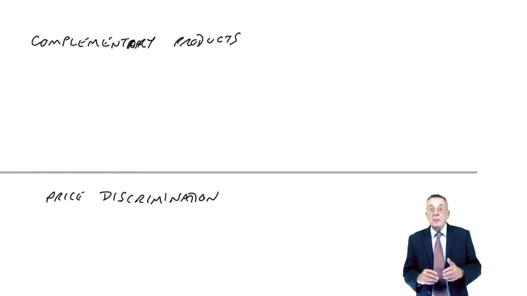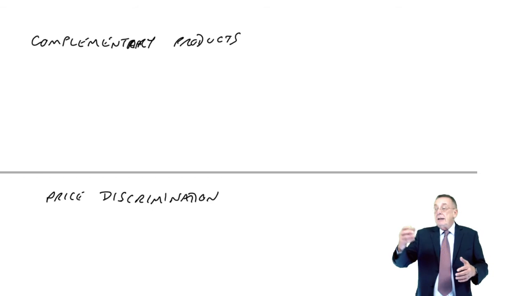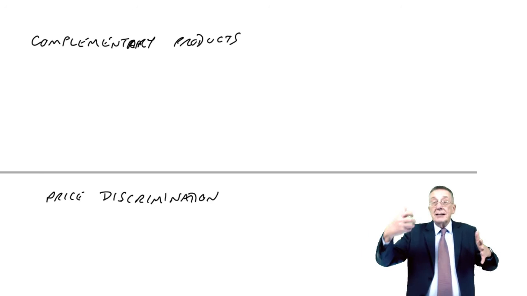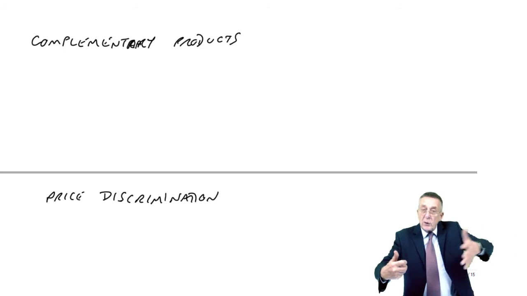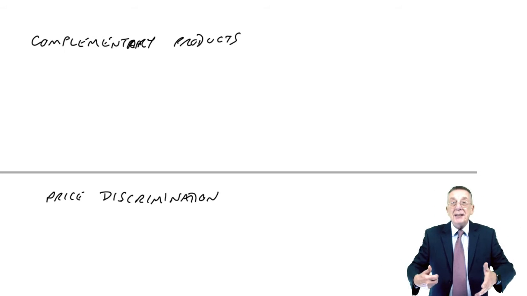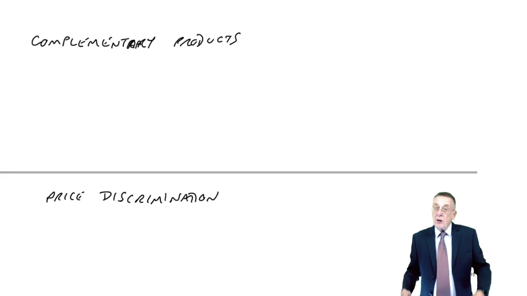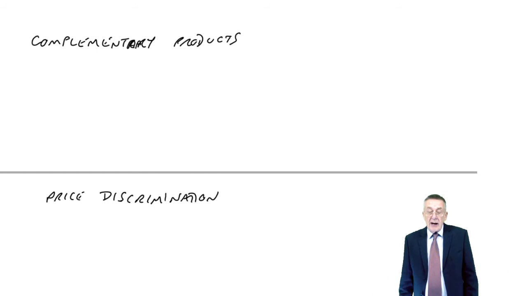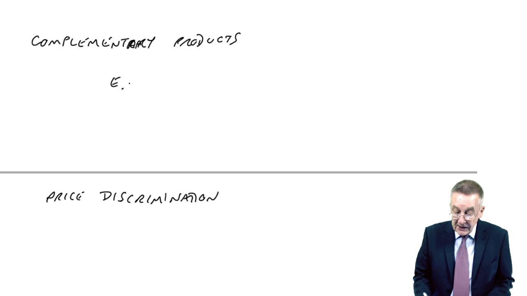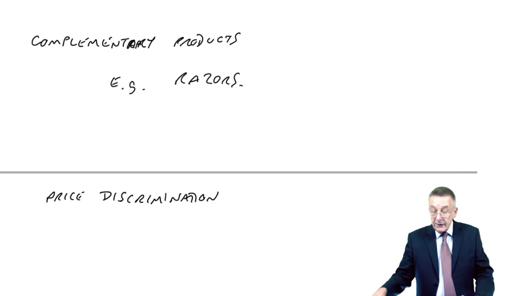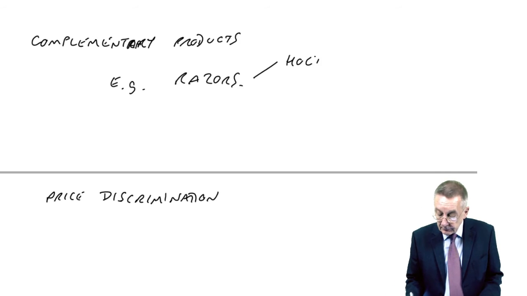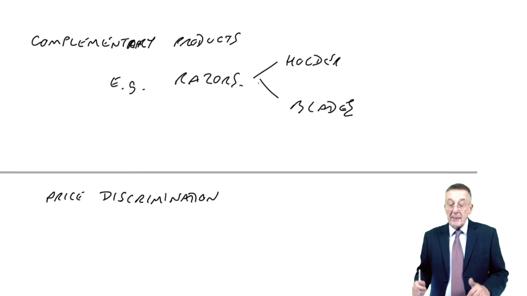Now that's what complementary products are, where one product is so cheap, maybe loss-making, but because you're then forced to buy another product that goes with it, which makes a big profit. Now, it's a bit difficult to write that down in words. I'll put e.g. razors, the holder and the blades. Again, I hope that made sense.